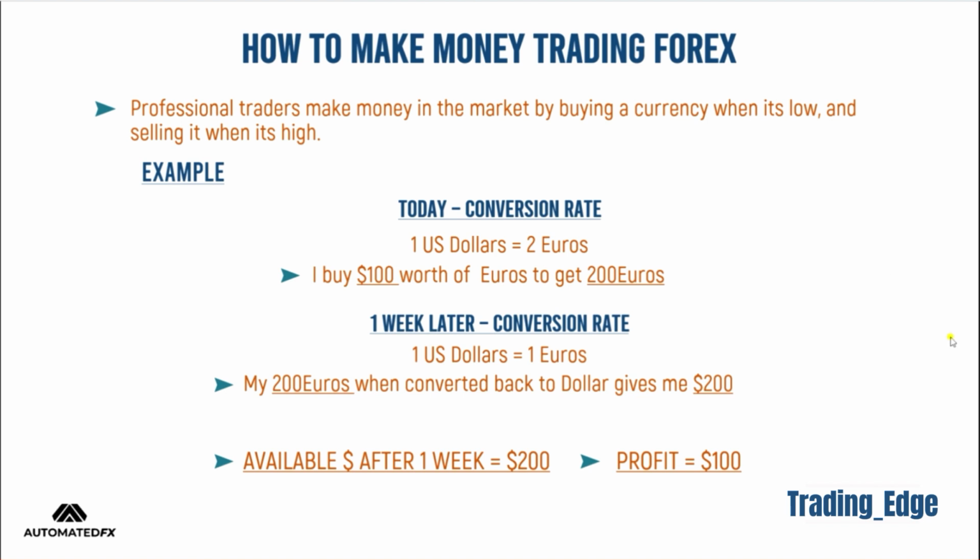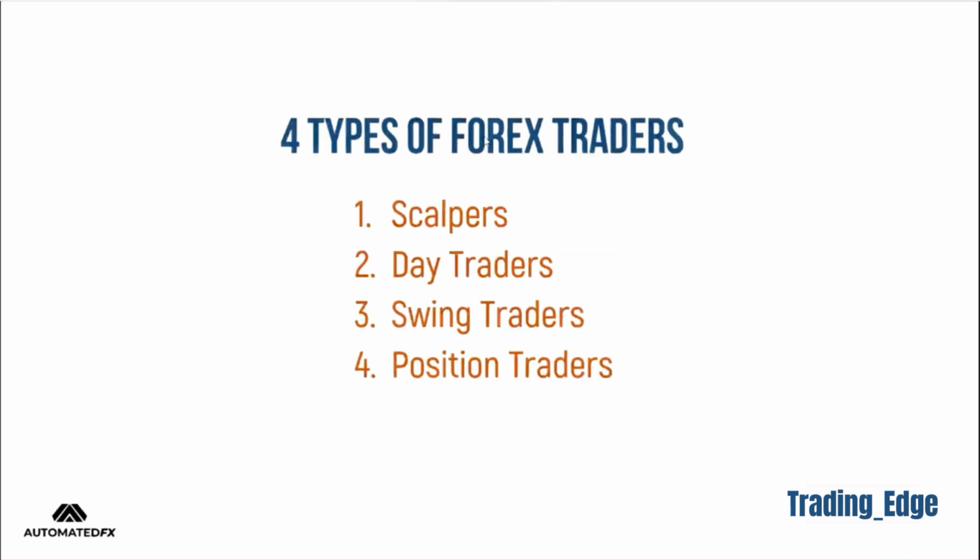Okay. Now we're going to be looking at the types of Forex traders. So there are basically 4 types of Forex traders. We have the scalpers, we have the day traders, we have the swing traders, and we have the position traders. So I'm just going to try to explain each of these types of Forex traders for you to understand their characteristics and features.